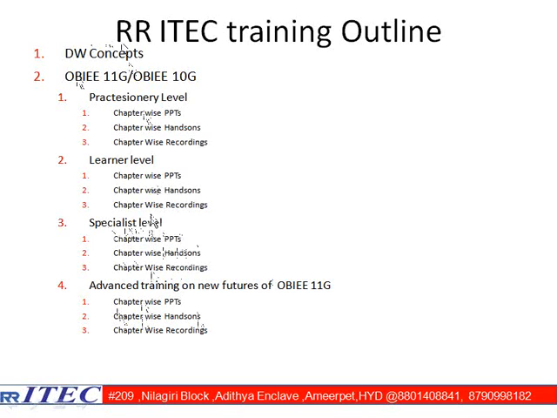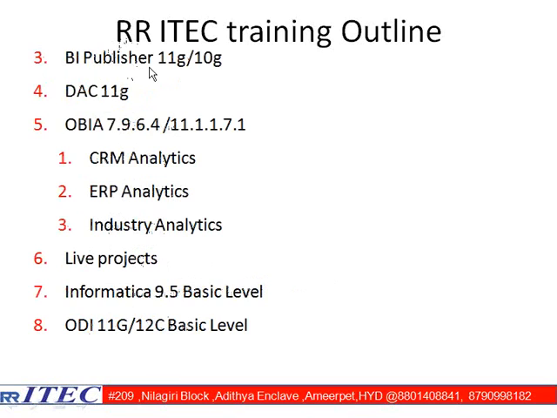Once all these 4 levels are completed, we go for BI Publisher. BI Publisher we are also covering, both 11G and 10G. Then we are going to teach DAC 11G. And OBIEE has 2 versions available. As I said previously, 2 flavors are available: the Informatica and OBIEE combination, and the ODA plus OBIEE combination. The 7964 version is the Informatica plus OBIEE combination.